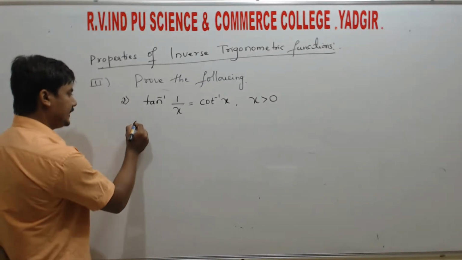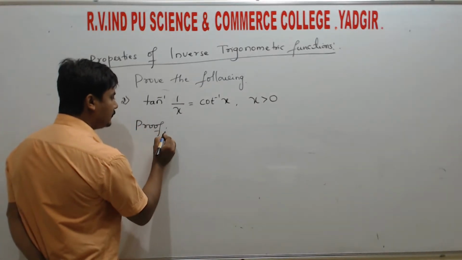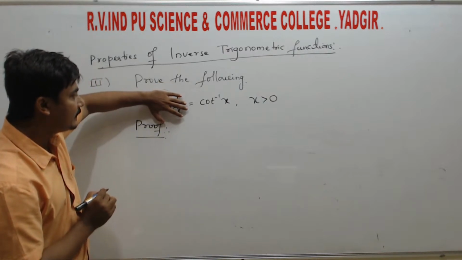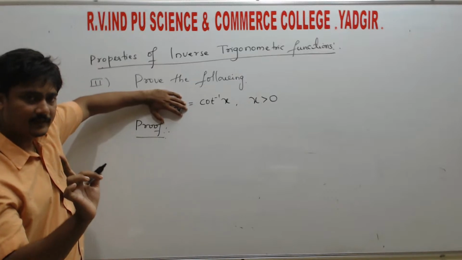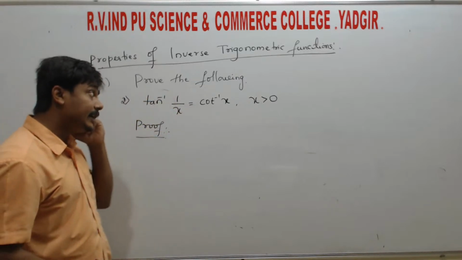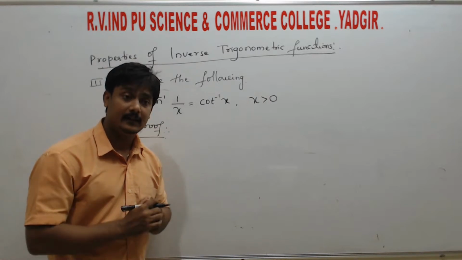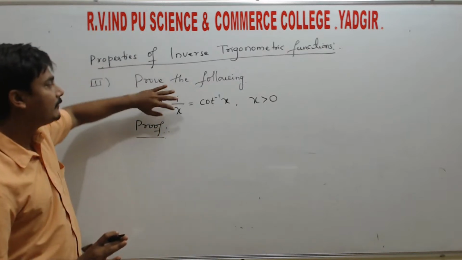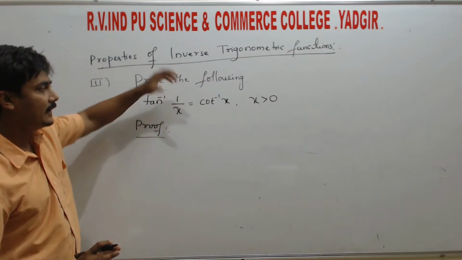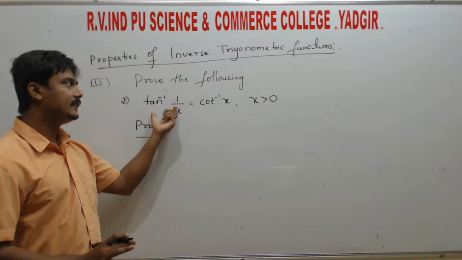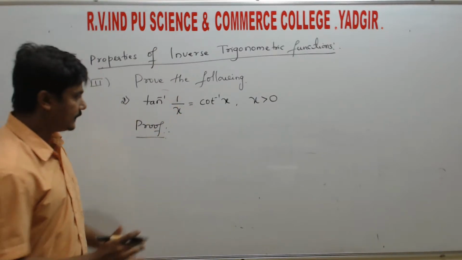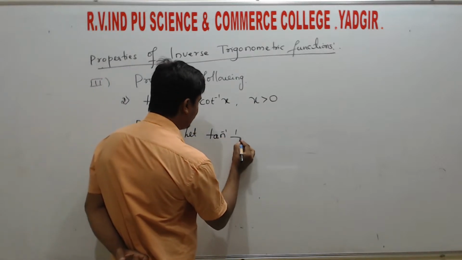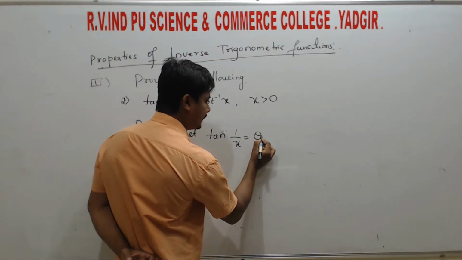Now, how to prove it? Same as what we have done in the last case. What we will do here, we will take tan inverse of 1 by x as theta. You may be thinking, sir, if I take cot inverse x as theta, do I get the answer? Yes, you can go that way also. Both are right approaches. So here I will consider LHS as theta and after applying the steps we get that LHS and RHS both are the same. So let tan inverse 1 by x be equal to theta.